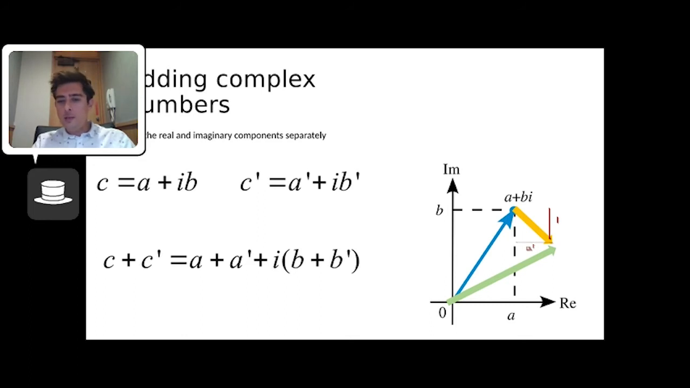In this case, for example, a prime is a positive number, and b prime is actually a negative number. That's why it's pointing down like this. Then we just add the a to the a prime, and then the b to the b prime, and what we get is this new arrow here, which gives us our new complex number, which is c plus c prime. So this is how you add complex numbers.